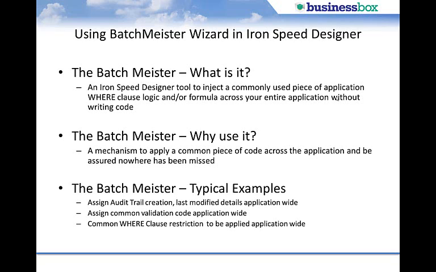Why would you use it? Batch Meister Wizard is a mechanism to apply a common piece of code across the application and be assured that nowhere has been missed. What are the typical examples? You can use Batch Meister Wizard to create audit trail fields and ensure they are populated always. You can use it to assign common validation code, again application wide. You can also use it to assign a common where clause restriction, again application wide.